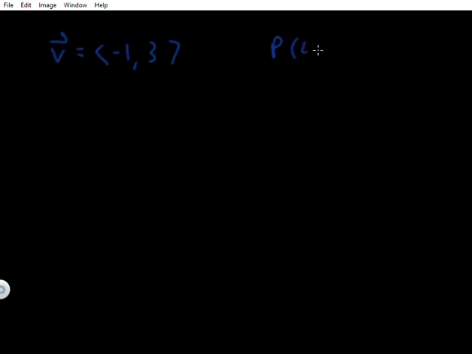The initial point is (4, 2). So now I would like for you to find for me the terminal point, call it (x, y). We don't know what this is, but we could solve for it. So go ahead.